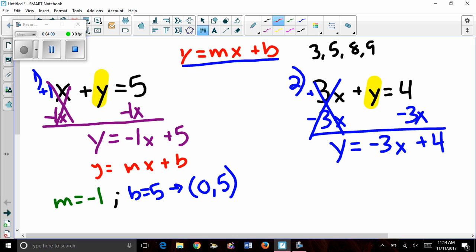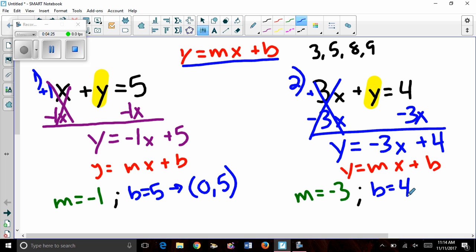We are once again in y equals mx plus b form, our slope-intercept form, where m equals negative 3 and b equals 4. Therefore, my y-intercept is the coordinate 0, 4.